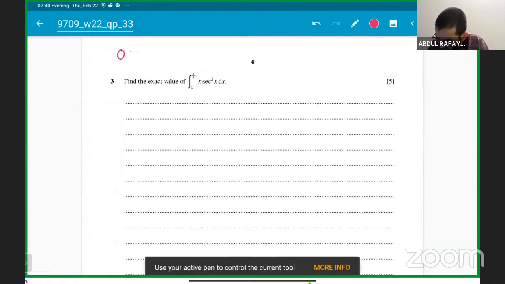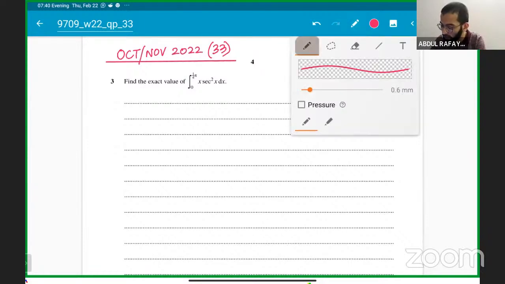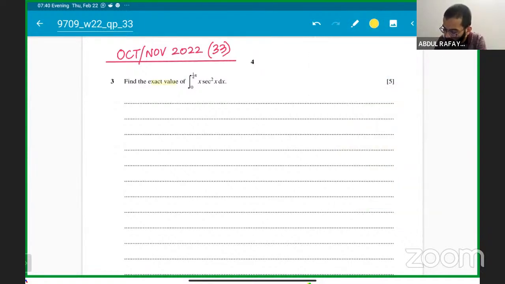So the first question is from the October November 2022 paper, variant 3. So it is a very recent paper we are dealing with here. We have to find the exact value. In recent past papers, what we can see is basically we need to find the exact values.